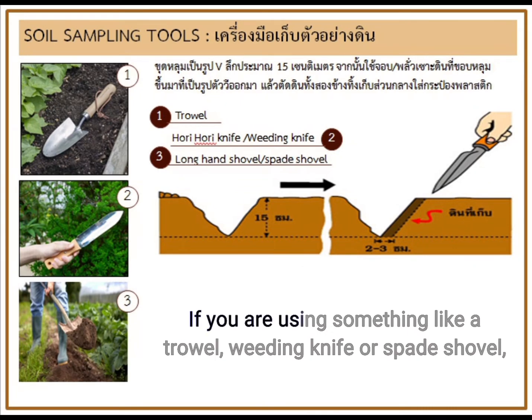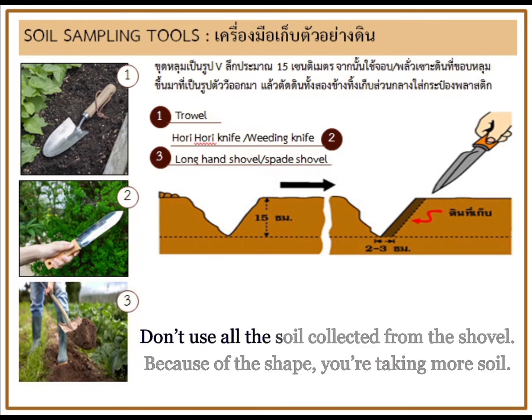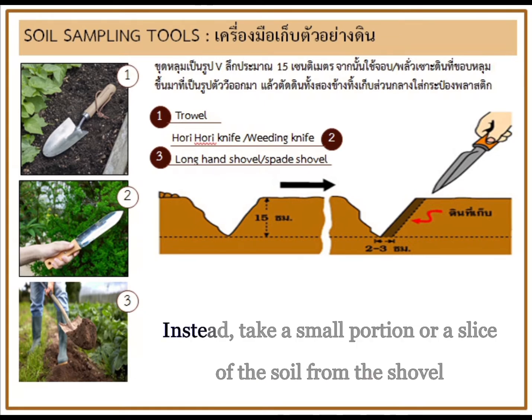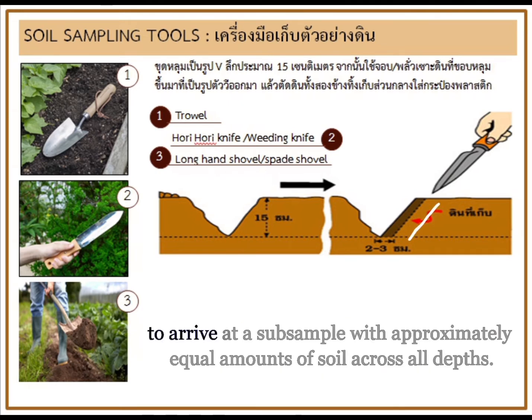If you are using something like a trowel, weeding knife, or spade shovel, don't use all the soil collected from the shovel. Because of the shape, you are taking more soil. Instead, take a small portion or a slice of the soil from the shovel to arrive at the subsample with approximately equal amounts of the soil across the depths.